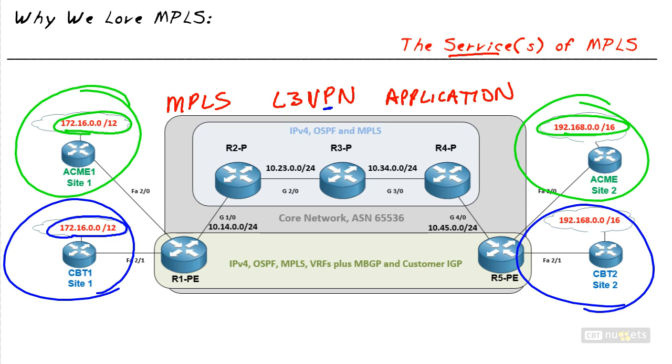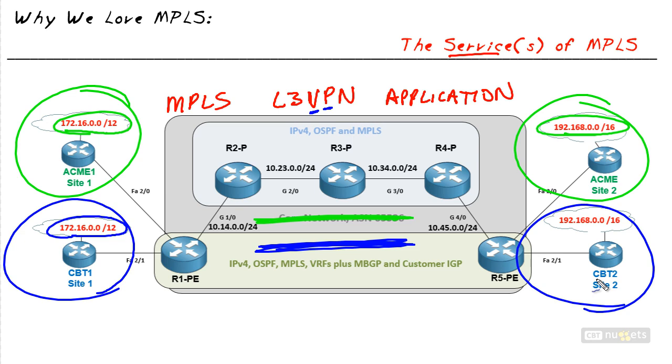The other really cool benefit from an MPLS Layer 3 VPN solution is that inside of our core network, we don't have to have a physical network just for Acme, and we don't have to have another physical network just for CBT, and that's because we're virtualizing it. So logically, the traffic can flow through the network from site 1 of Acme to site 2 of Acme, and from site 1 of CBT to site 2 of CBT, but at the same time, we're going to separate the routing information and the forwarding information between Acme and CBT.